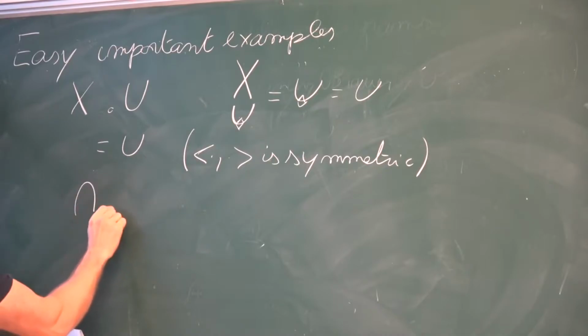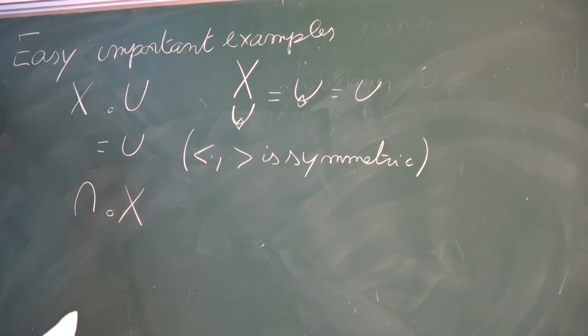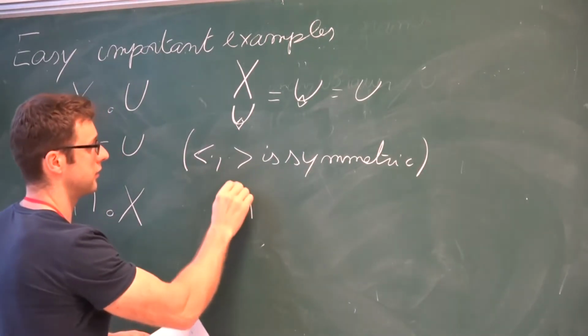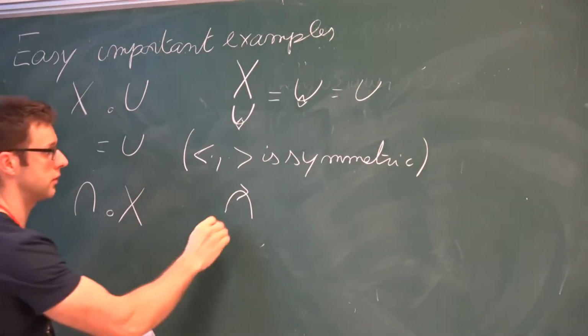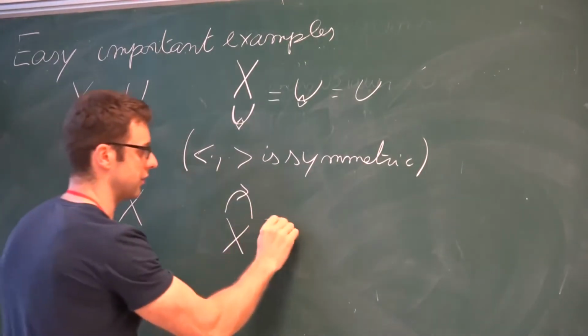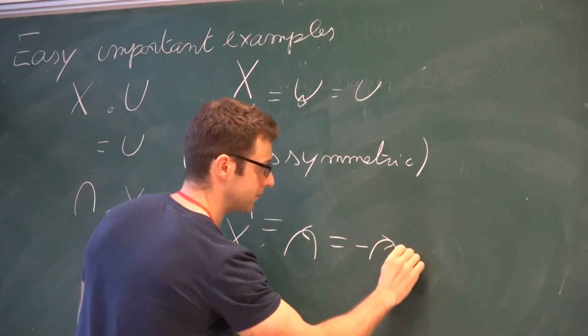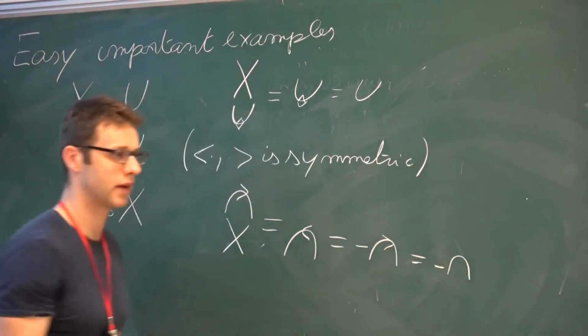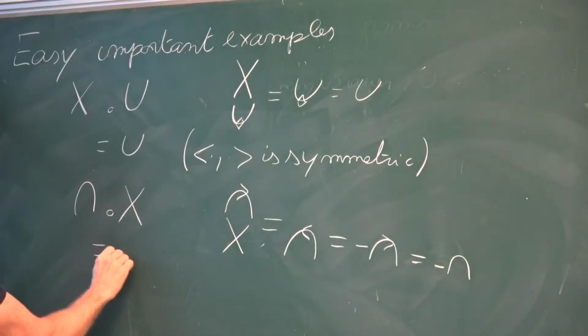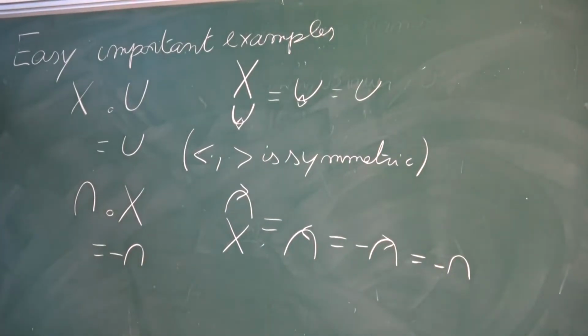So another one we can compute is the cap and the crossing. So then the decoration is an arrow. I have the crossing, and just like we've seen before, this is actually minus. So this composition is minus the cap.